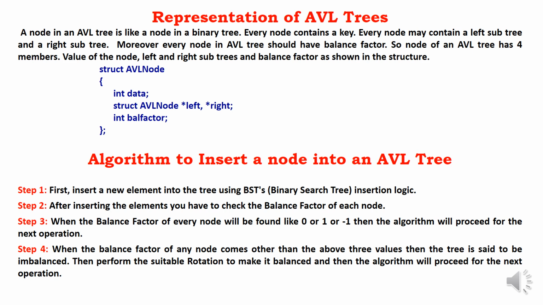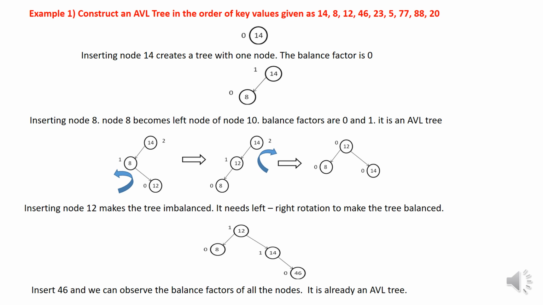next operation. Now, let me explain the construction of an AVL tree by adding nodes one by one using the following example. Construct an AVL tree in the order of key values given as 14, 8, 12, 46, 23, 5, 77, 88, and 20. First step is to insert node 14 into an empty tree. Naturally, it becomes the root node. As there is only one node, the balance factor of the node is 0. It can be treated as an AVL tree.